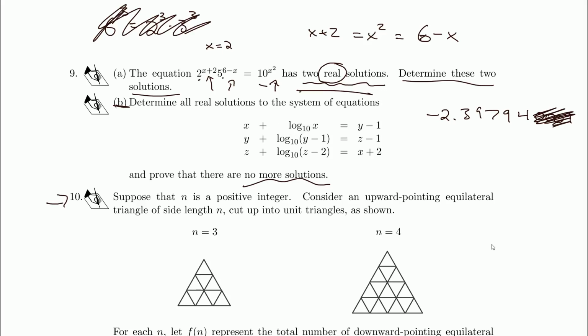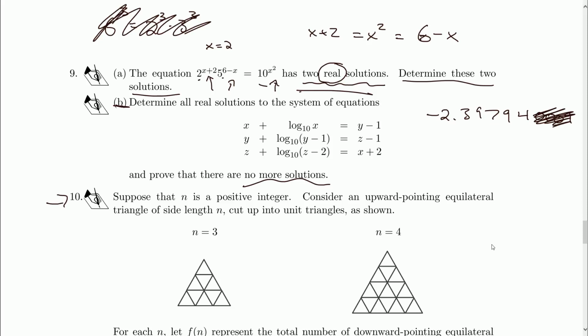We've got x plus log 10x equals y minus 1. Y plus log 10 y minus 1 equals z minus 1. Z plus log 10 z minus 2 equals x plus 2. Okay, interesting.